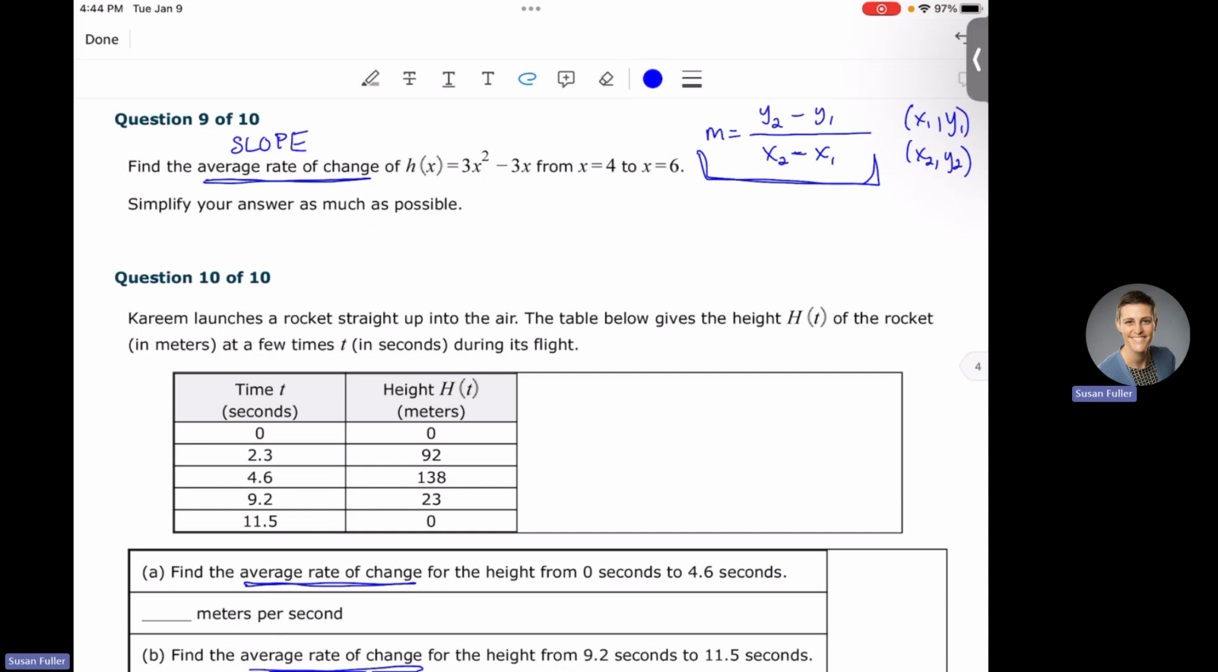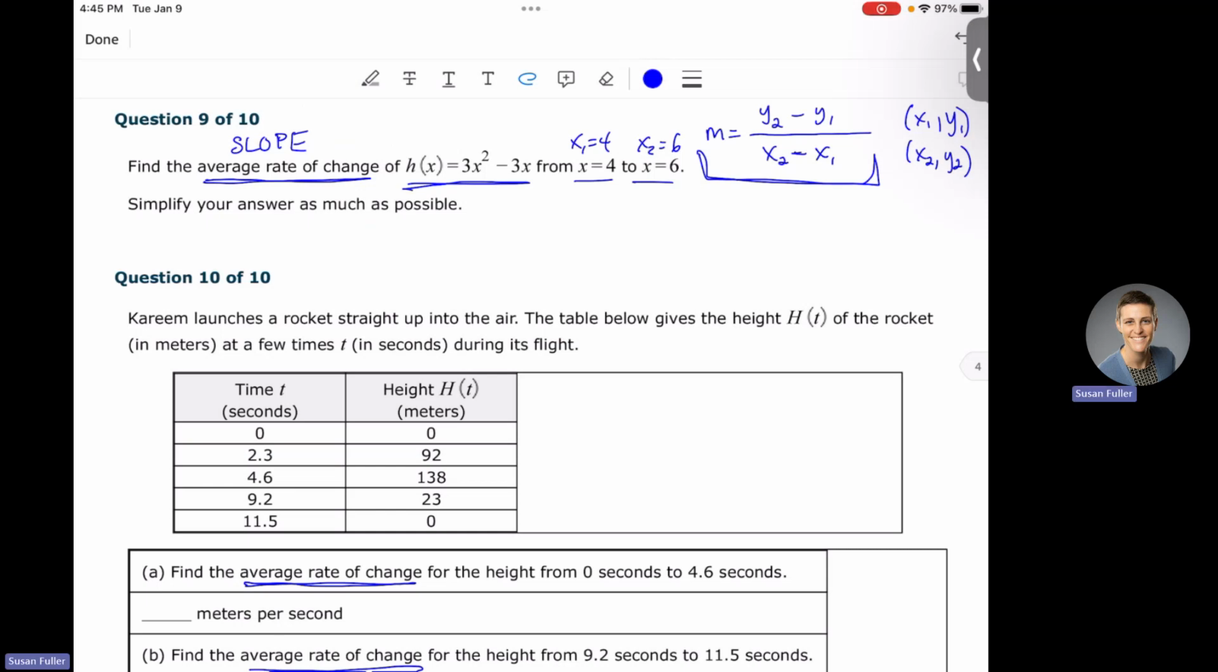And so if we want to find the average rate of change of this function from x equals 4 to x equals 6, I really just want to find the slope from x equals 4 to x equals 6. Well, in order to find slope, I need 2 ordered pairs. I don't have x1 and y1 and x2 and y2, but I do have 2 x values. So I'm going to say, well, x1 is 4, and that means x2 is 6. There's no magic in which one is which. You can decide which one is x1 and which one is x2. I promise you'll get the same answer regardless of which order you do that in.